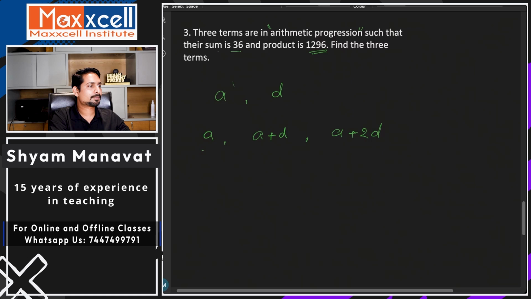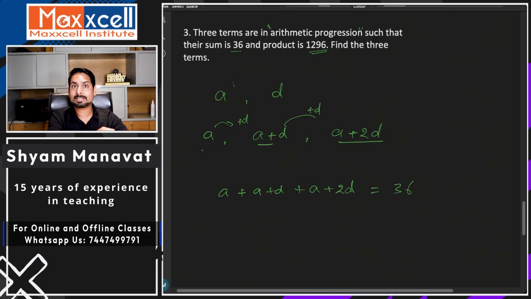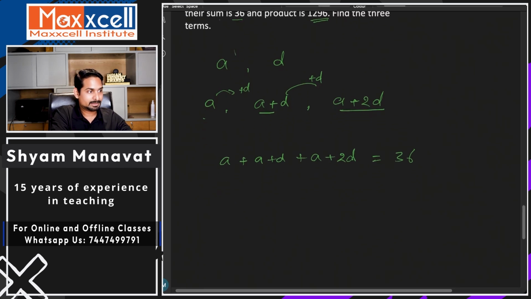Now, as per the question, there is the sum of 3 terms of this. So A plus A plus D plus A plus 2D equal to 36. First of all, did you understand how I came to the conclusion that the second term is A plus D and the third term is A plus 2D? You need to add D, right? It's a common difference, so you need to add D to get the next term. That's the identity of arithmetic progression, isn't it? So simplify this, you get what?